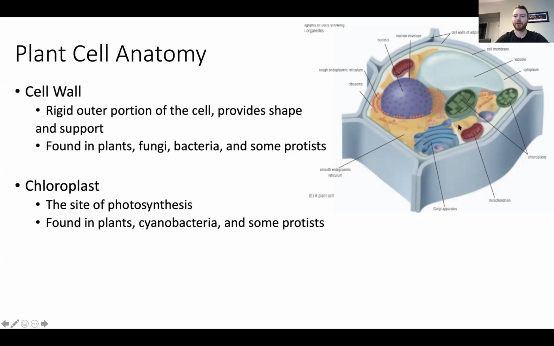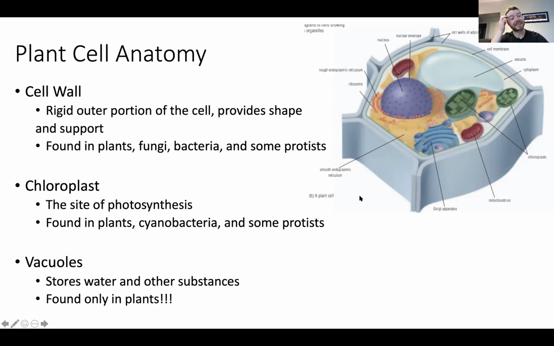And these are really important. This is the site of photosynthesis. So remember, photosynthesis is converting energy in the form of sunlight and carbon dioxide into sugars and also into oxygen that we breathe, which is convenient.